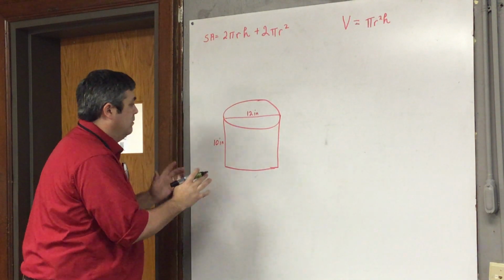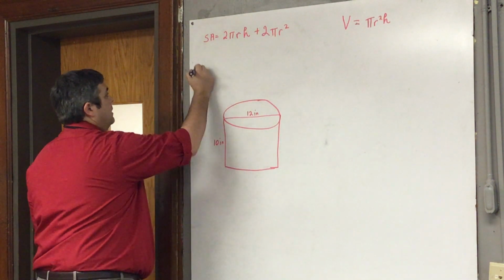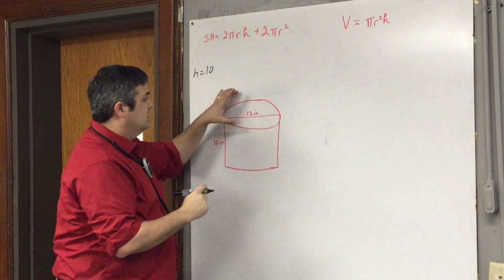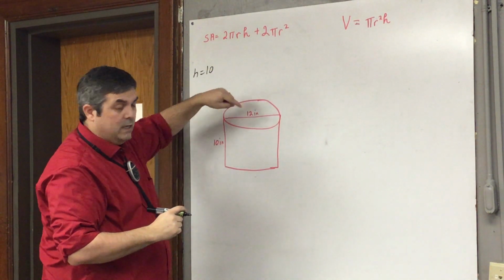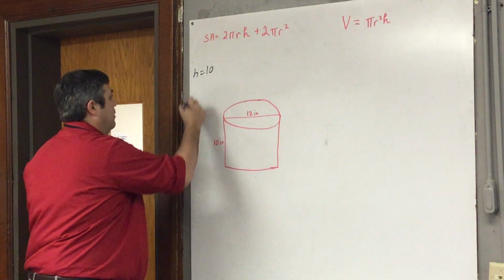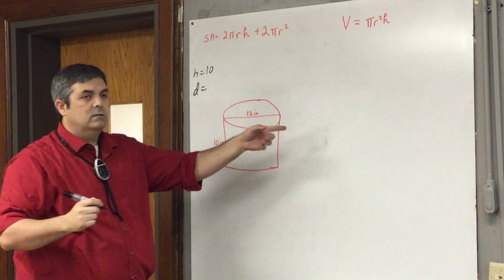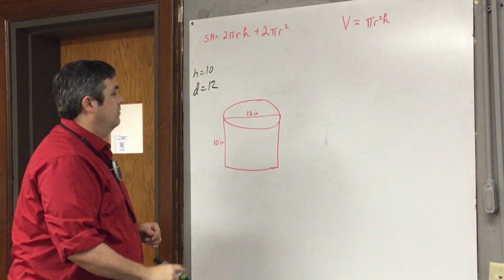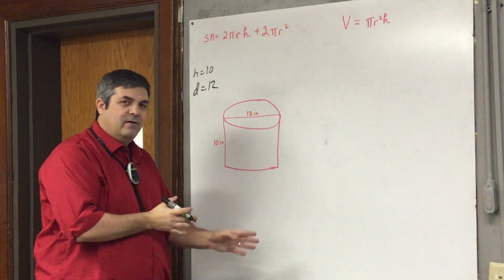So what are we given? Well, here's the height, 10. So the height equals 10. And then right here, here's the base, the circle of the base. That's 12 and it goes all the way across. When it goes all the way across, that's the diameter. So the diameter is 12. The radius is half of the diameter.